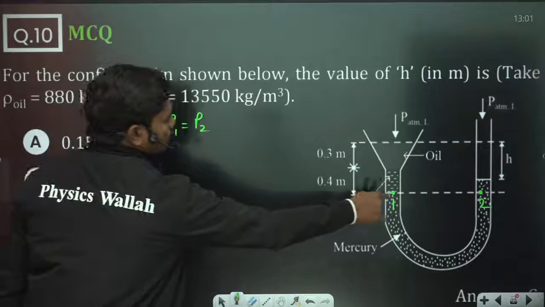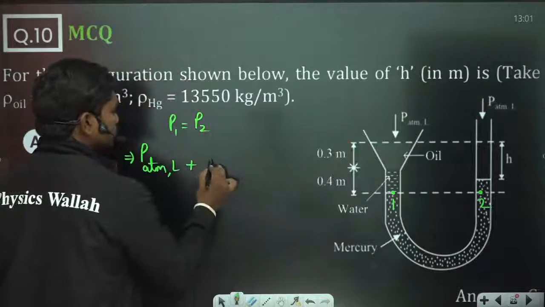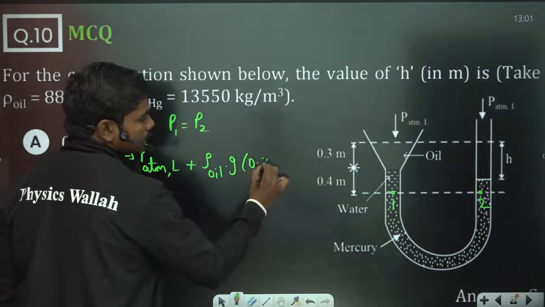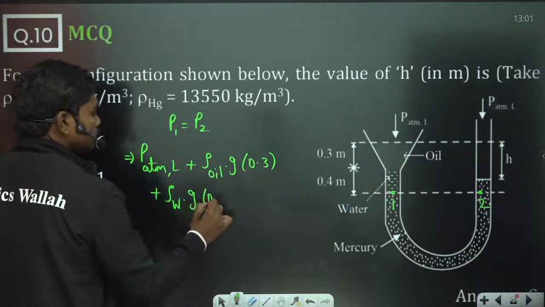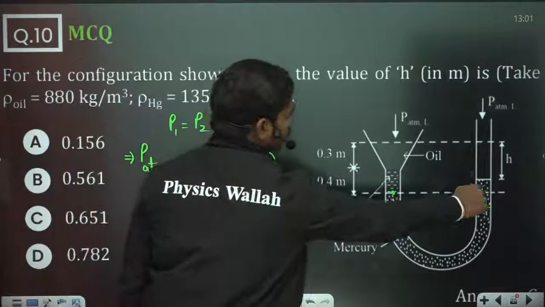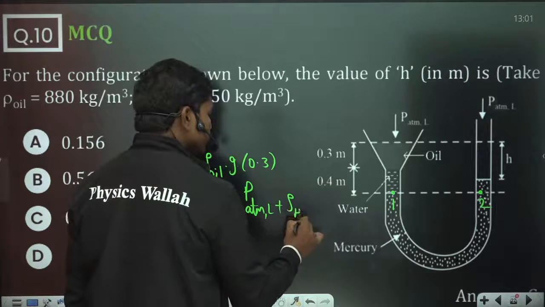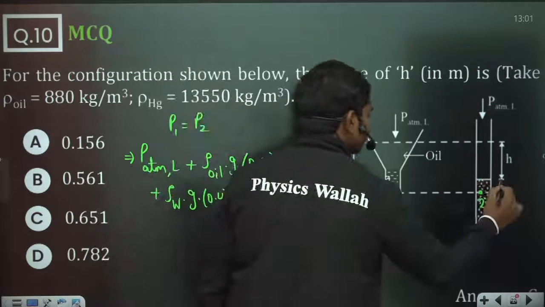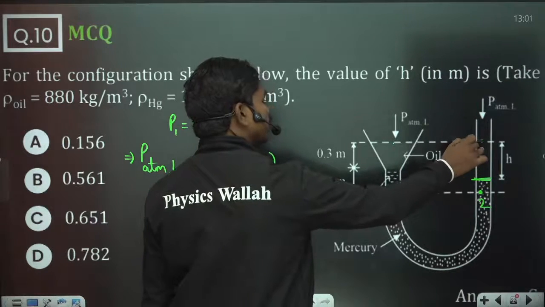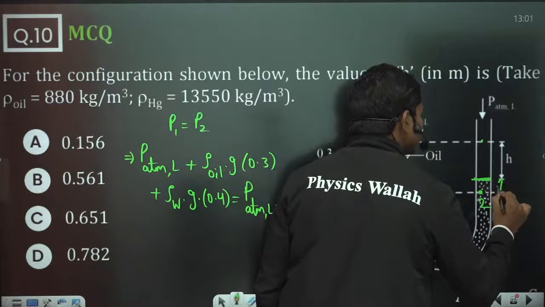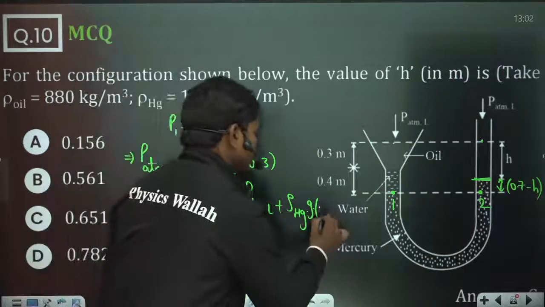So what is P1? P1 is P ATM local plus oil of height 0.3. So density of oil times g times 0.3 is the pressure, plus density of water times g times 0.4. This is equal to the pressure at the other location, which is P ATM local plus density of mercury times g times the height of the mercury column. This height from here to here is 0.7, but this is given as H, so this small height is 0.7 minus H. You need to apply a little calculation. So 0.7 minus H.